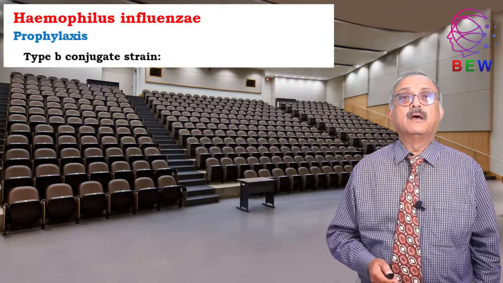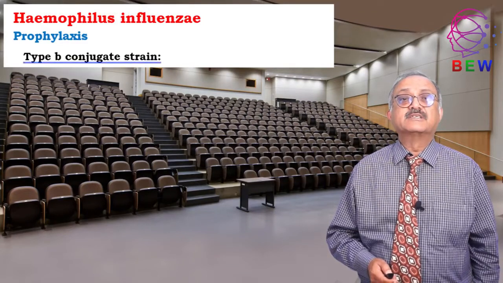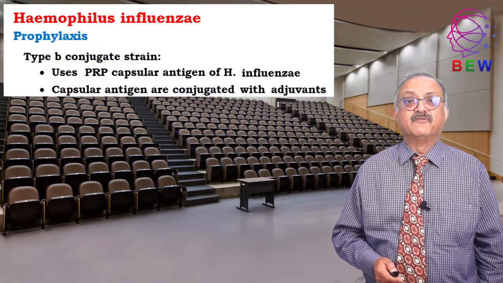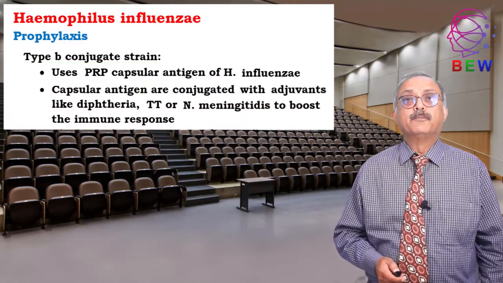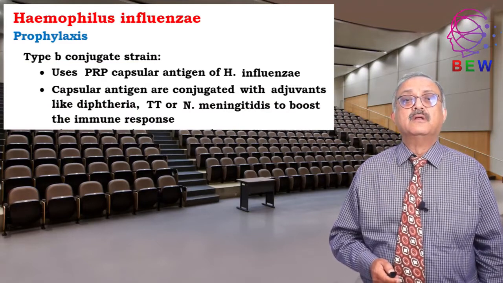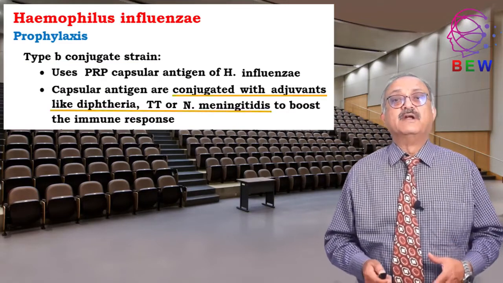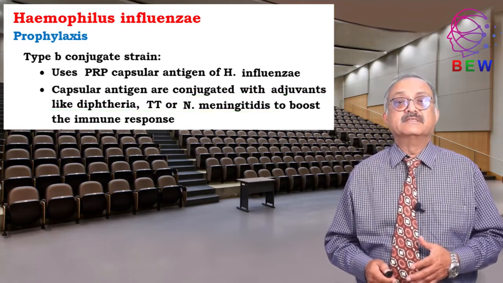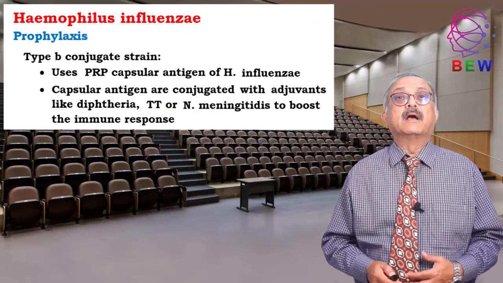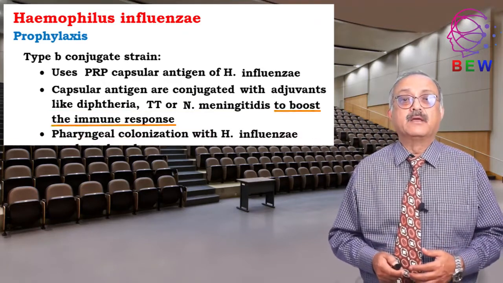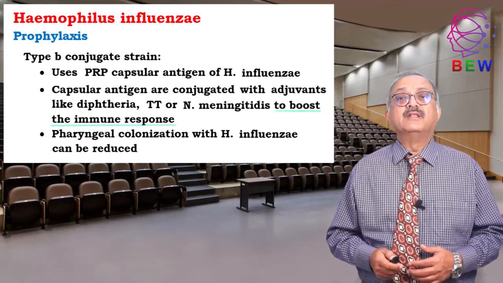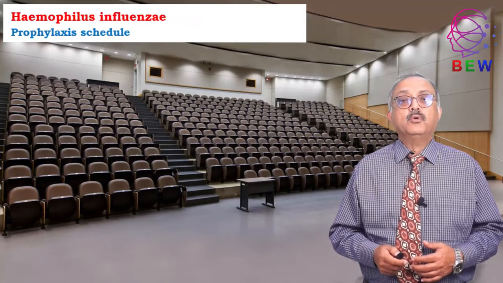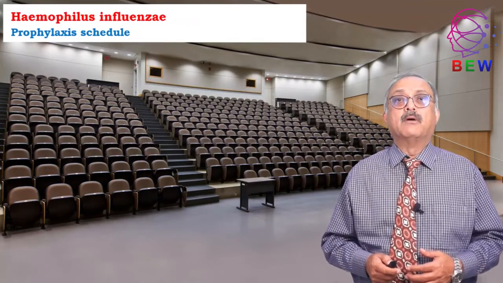Prophylaxis: Hemophilus influenzae type B conjugate vaccine. It uses the PRP capsular antigen of Hemophilus influenzae. Capsular antigens are poorly immunogenic in children, hence they are conjugated with carriers like diphtheria or tetanus toxoid and Neisseria meningitidis, and then the capsular antigen becomes more strongly immunogenic. You can also reduce the rate of pharyngeal colonization with Hemophilus influenzae type B. Schedule on the national immunization program nowadays.